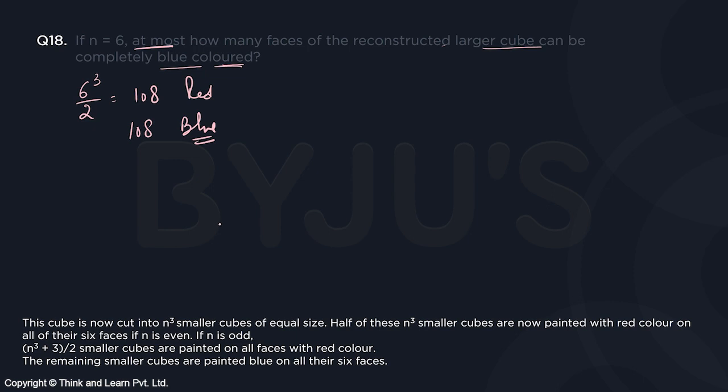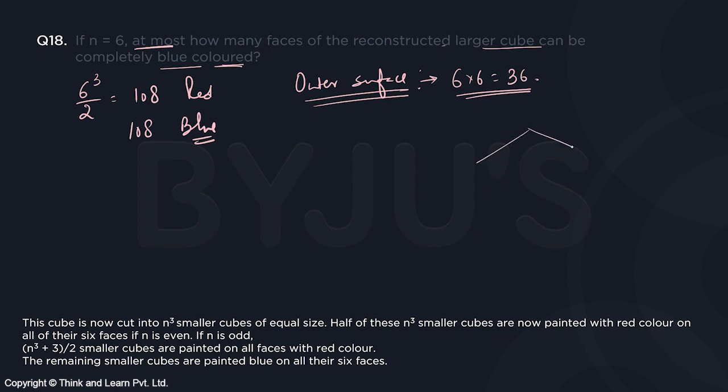Now when I talk about a cube with n equal to 6, how many cube surfaces are visible on the outer surface? Just the way we did in the previous question, where 25 faces were visible on every face of the outer surface, this time 6 by 6, that is 36 surfaces would be visible on the outer surface.